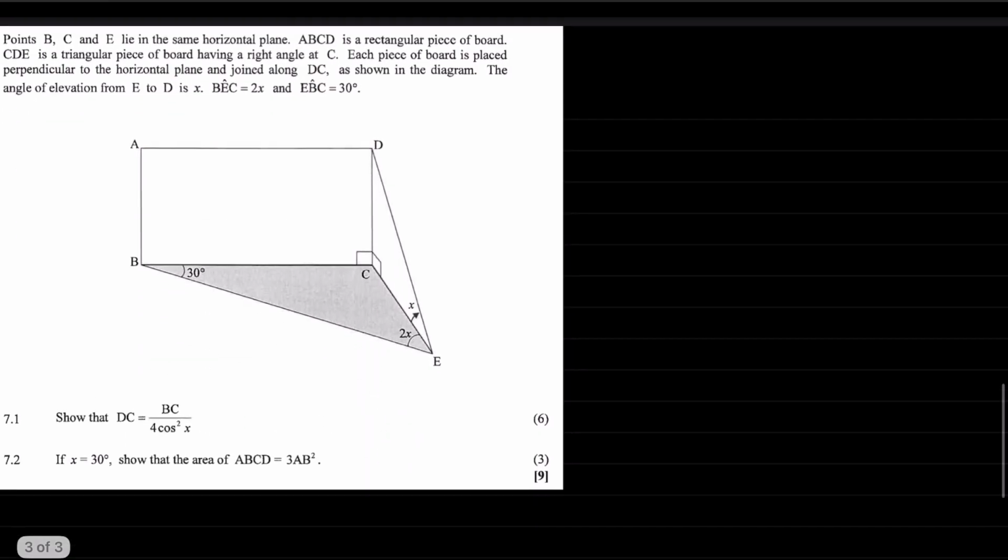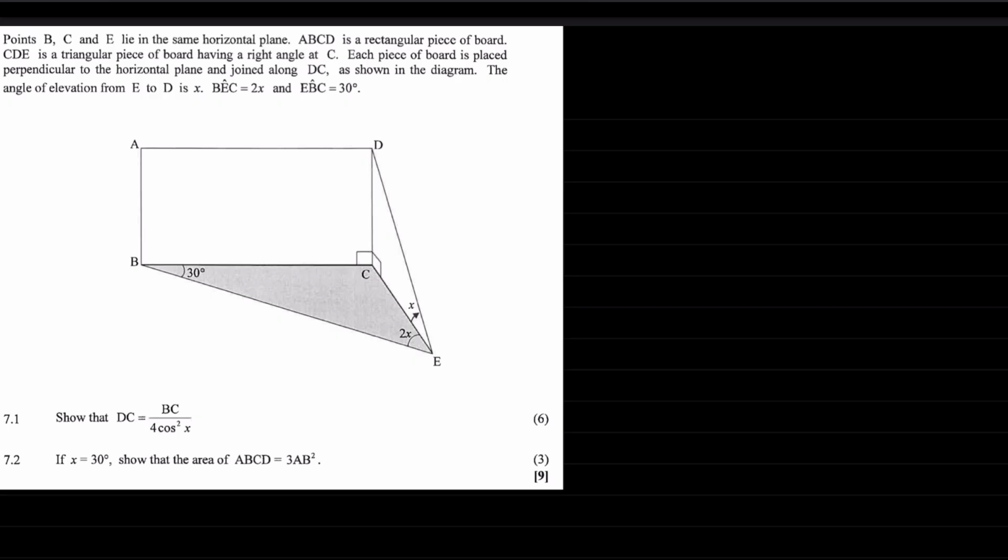Okay, let's move on. And this is the last question. This is the trig in 3D question. And this question reads, points B, C, and E lie in the same horizontal plane. ABCD is a rectangle. CDE is a triangle. Each piece of the board is placed perpendicular to the horizontal, and they've given us the angles, and they've been kind enough to give us a diagram. And 7.1, they give us the 6-mark question straight away. Show that DC is equal to BC divided by 4 cos squared x.